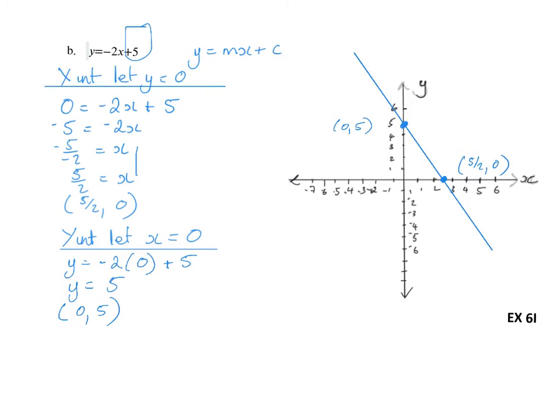And remember, it goes on in both directions, to infinity in both directions. So the last thing that I will do there is just label my graph. So it's y equal to minus 2x plus 5. And that is the graph of y equal to minus 2x plus 5.